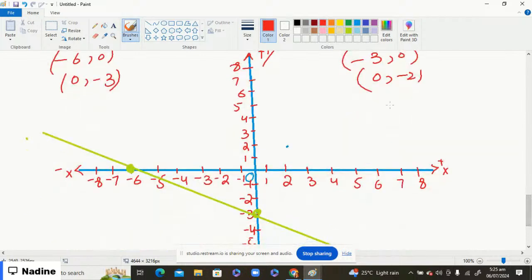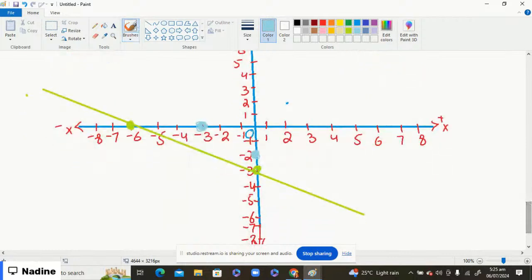So where is minus 3, 0? For x, x is minus 3. This is minus 3 and here it's 0. And 0, minus 2 is like here. Now let's add it. So here it's like they meet up.